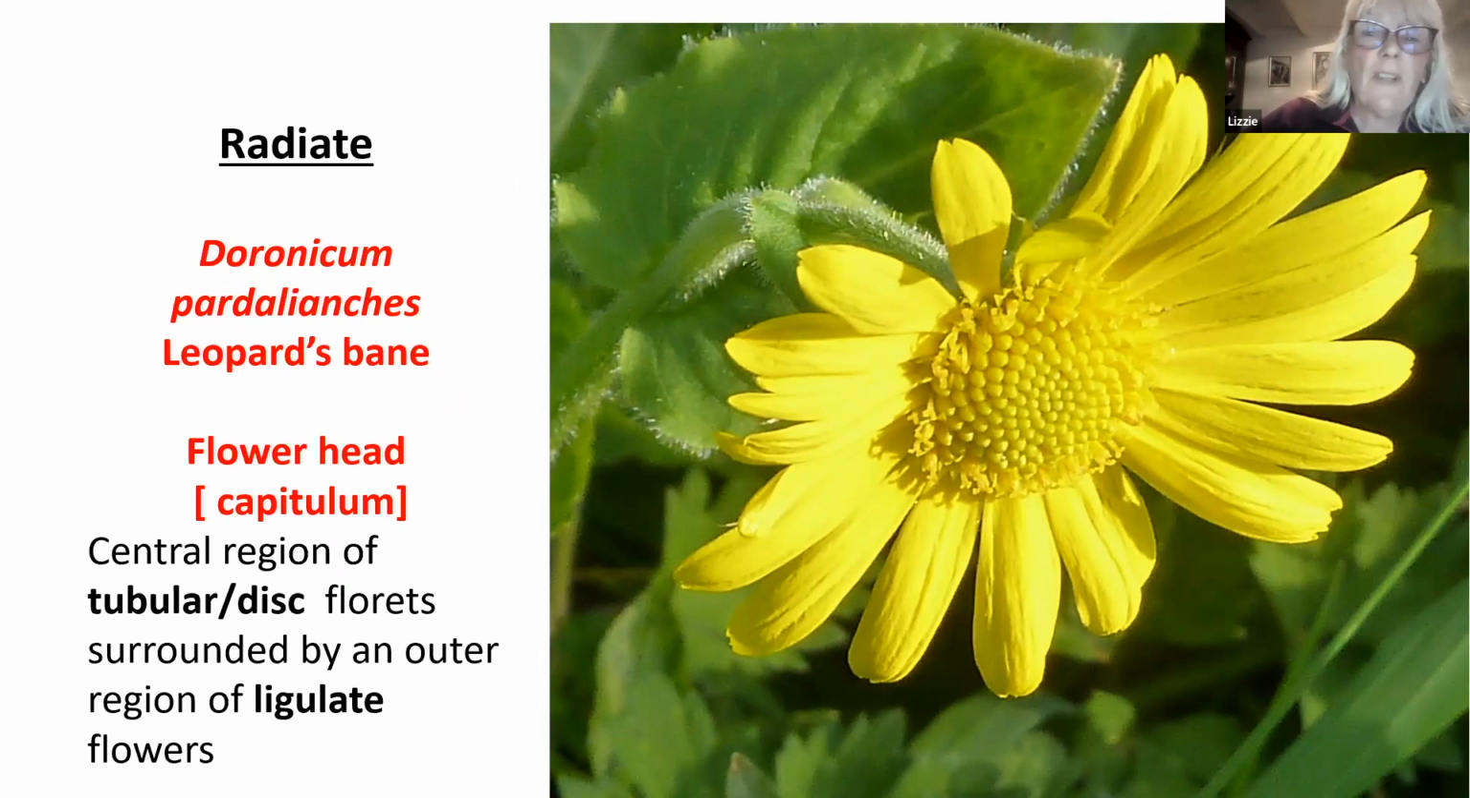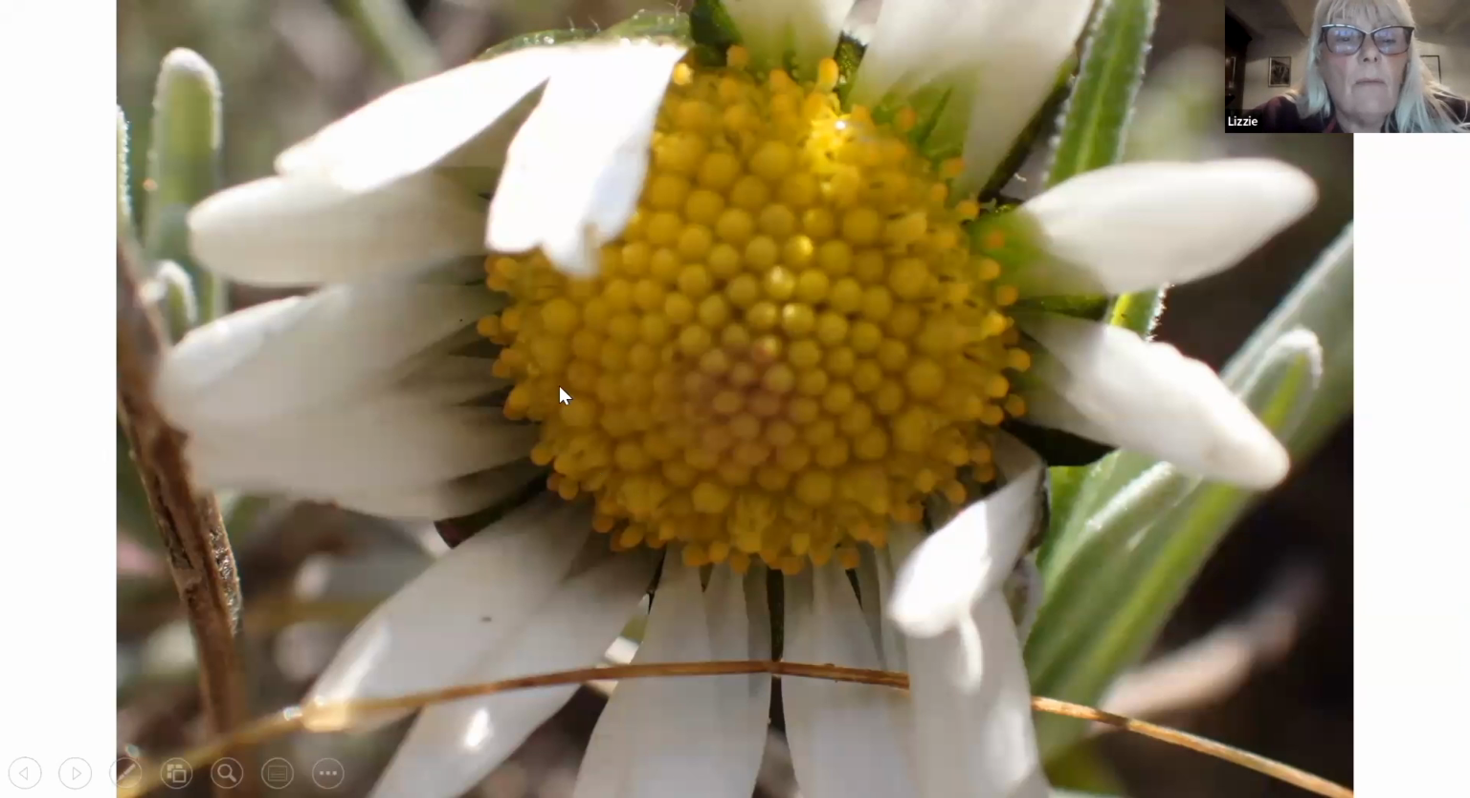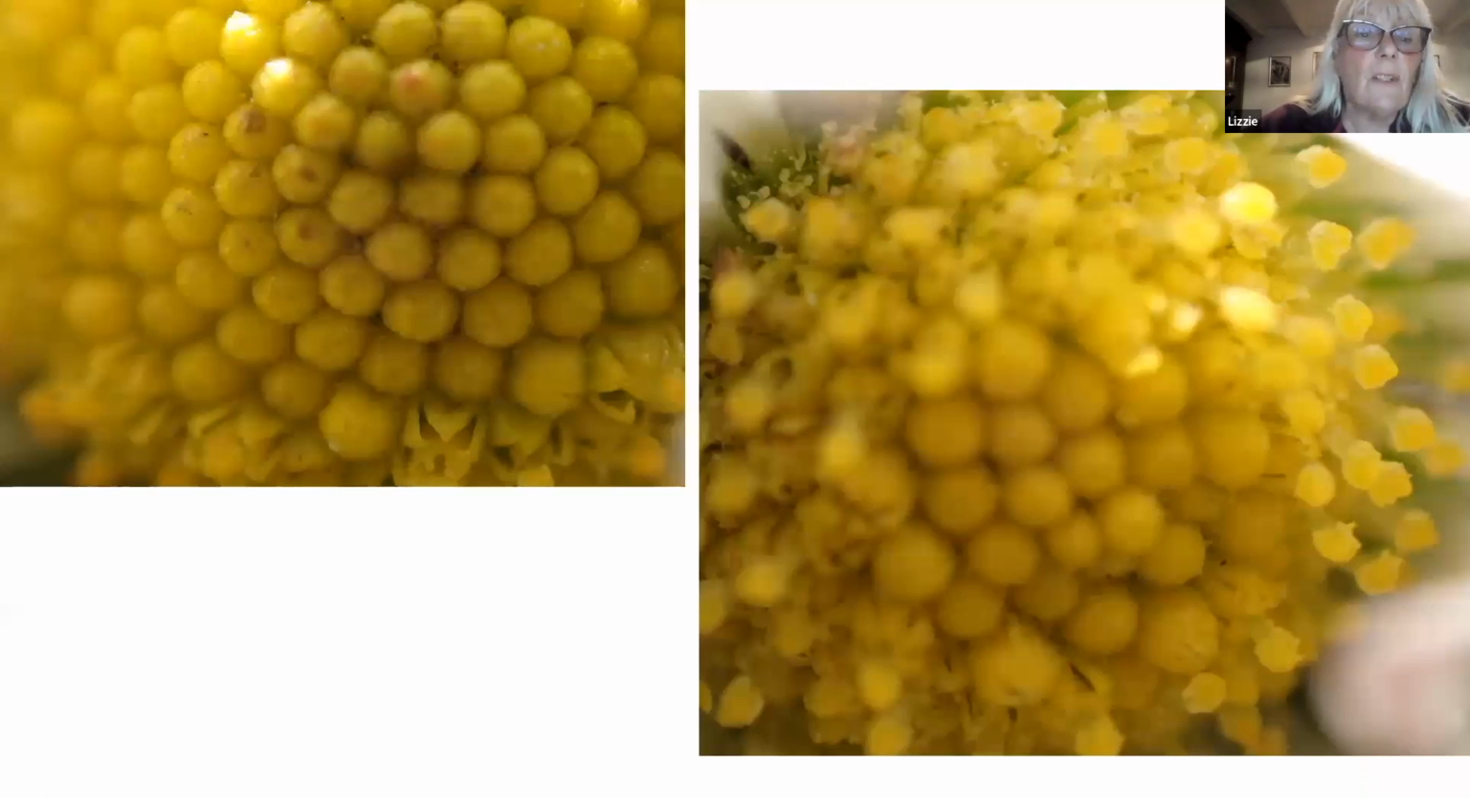And we've looked at the Colesford, that was radiate. Here's another one, which is leopard's bane, and there's your flower head. A lot more tubular florets in the middle, and you can see they're just maturing around the edge. These are still tubular, and then you've got your ligulate flowers on the outside. And the daisy, again, another radiate one, just tubular florets in the middle and ray on the outside, and you can just see them starting to mature in the middle there. The ligulate ones aren't very clear. I couldn't get any really good photographs of the ligulate ones, to be honest. And that just shows you them starting to open out a bit more.